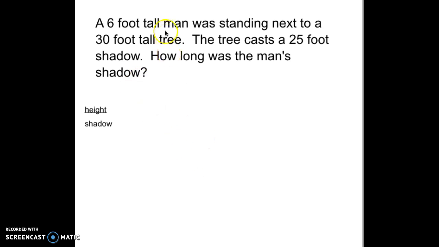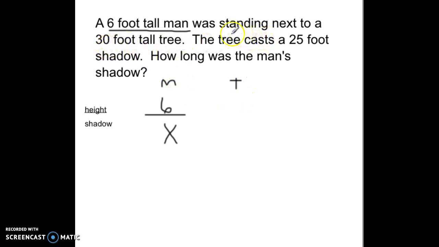Well, all we have to do is set up a proportion. We want to look at height versus shadows. So we have a 6-foot tall man. So we put the man over here. His height was 6, but how long was his shadow? We don't know, so we're going to put an X there. Over here, we're going to put the tree. I'm putting a little T just so I know that's the tree.